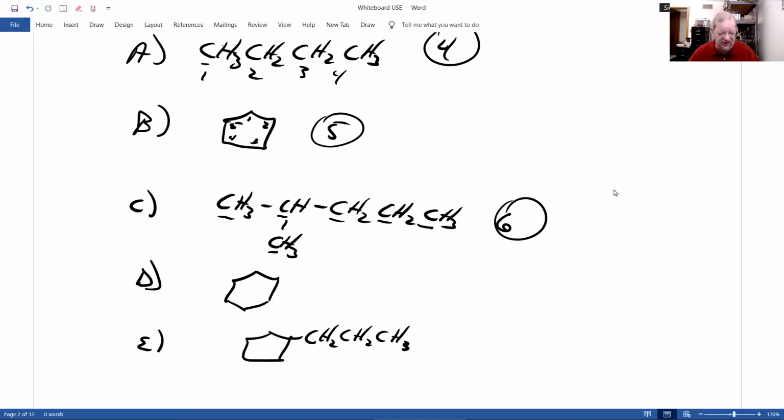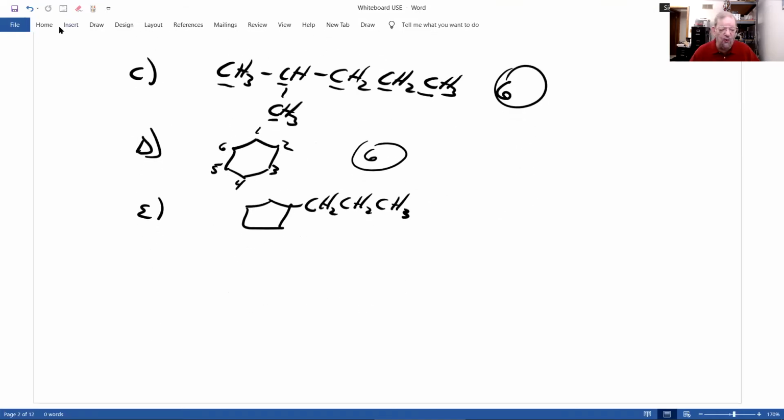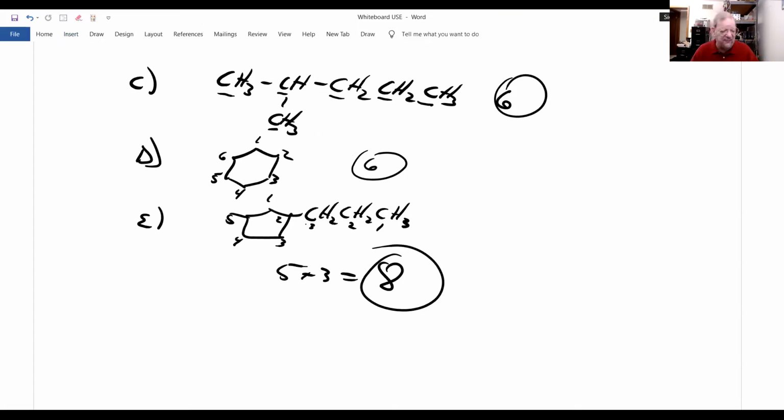Oh no, no C's. Every bend in a line is a carbon. 1, 2, 3, 4, 5, 6. So that would have 6 carbons. Ooh, let's look at this one. Well, we've got 1, 2, 3 there, but now this ring has 1, 2, 3, 4, 5. So 5 plus 3 equals 8. And that's how you count carbons in a molecule, which is sometimes important.